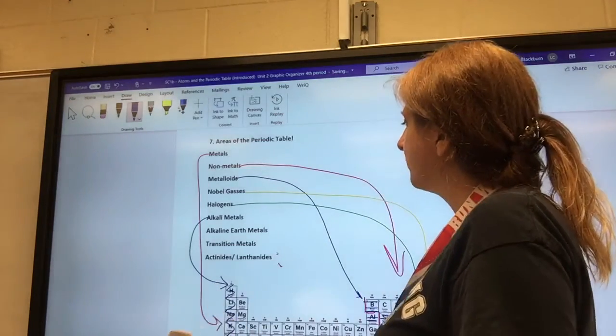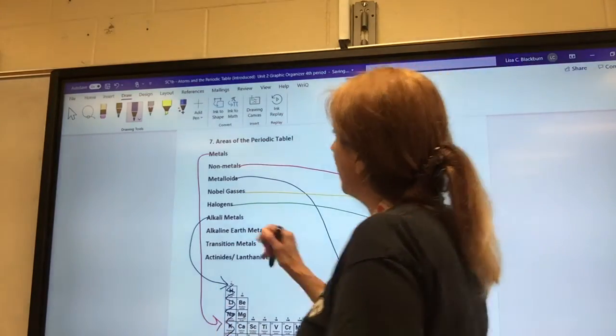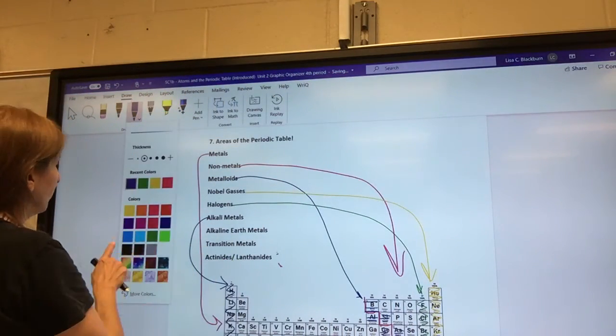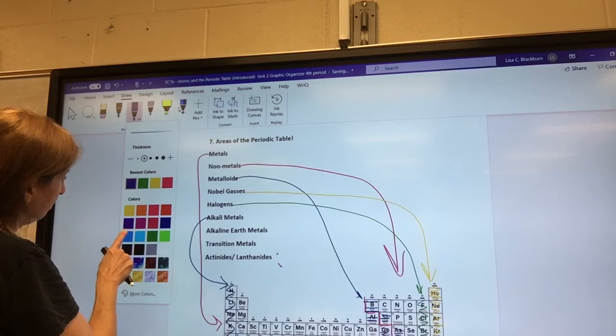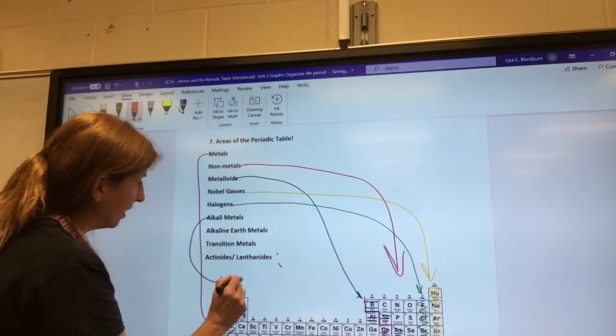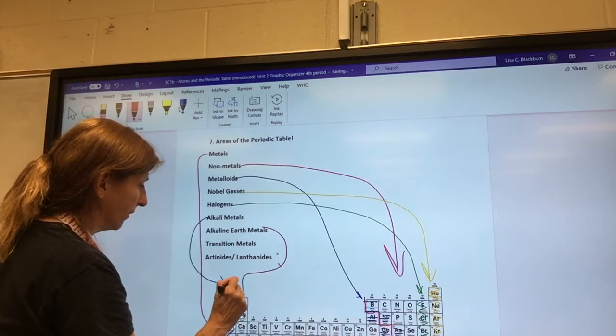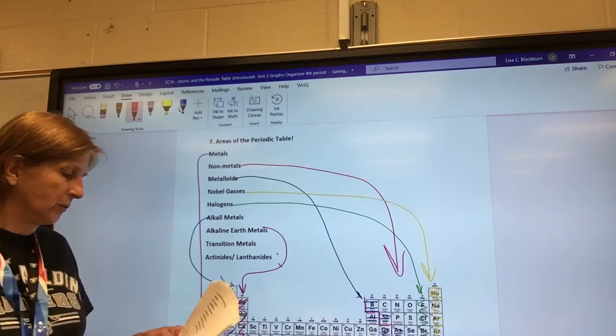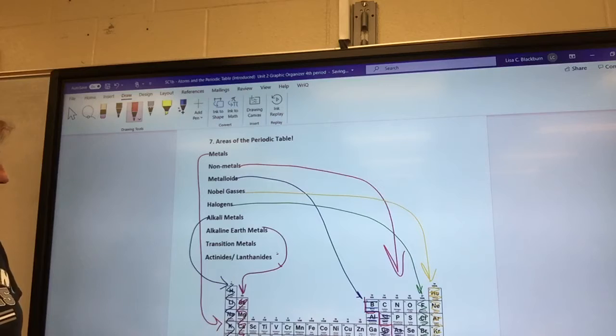Okay? The ones next to them are called the alkali earth metals. Let's find a color for them. We'll make them pink. Okay? So this is the alkali earth metals. And this has got calcium, magnesium. They're very reactive too.